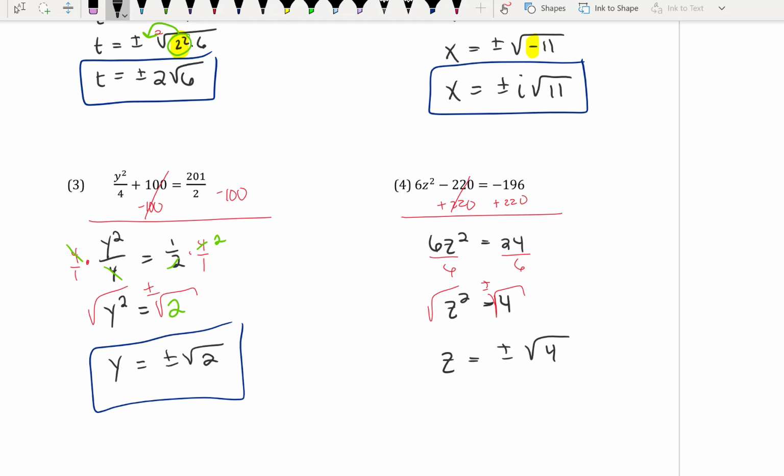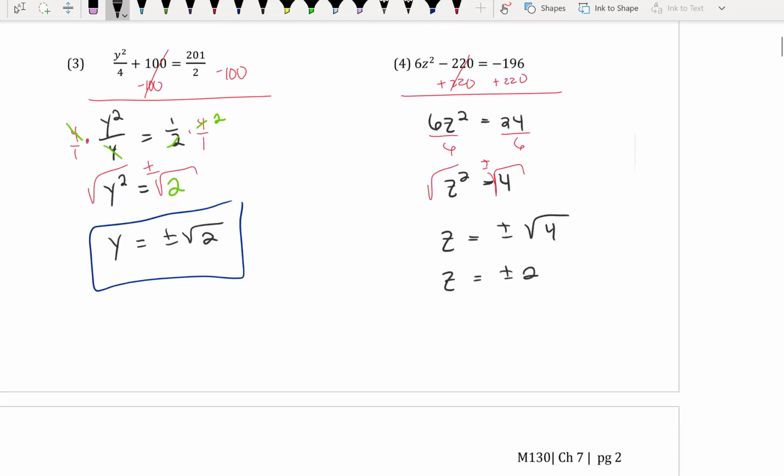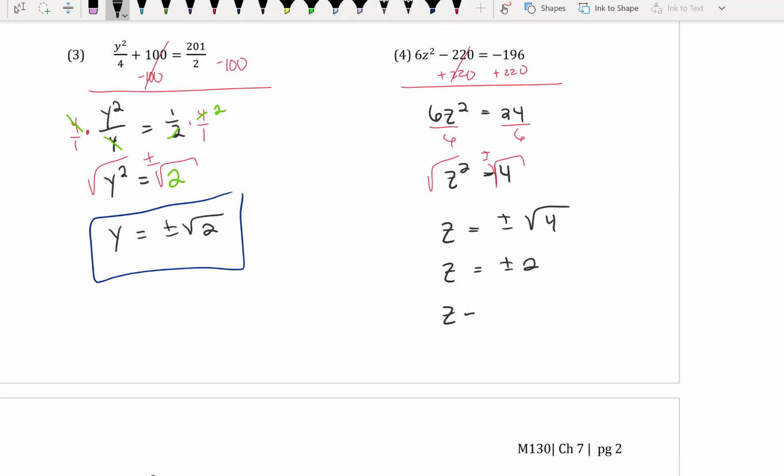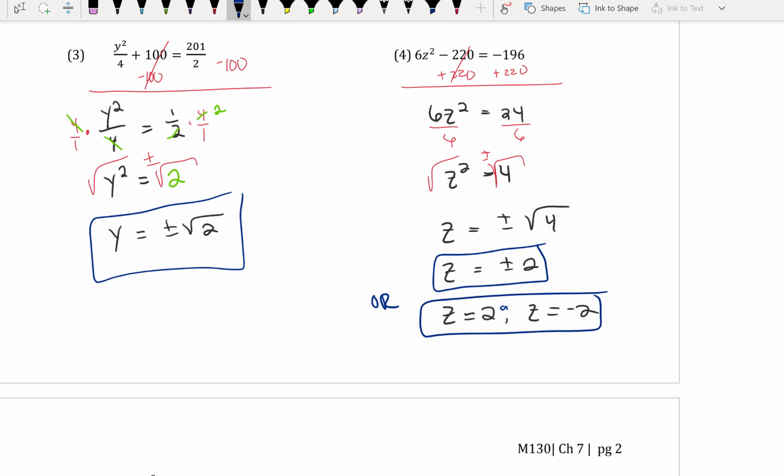Well, since that's the case, then z is equal to plus or minus 2. So really, z is equal to a positive 2, and z is equal to a negative 2. So I could have written my final answer as this, or I could have written my answer as z is equal to 2 and z is equal to a negative 2. That's what z plus or minus 2 represents. It represents the positive 2 and the negative 2.